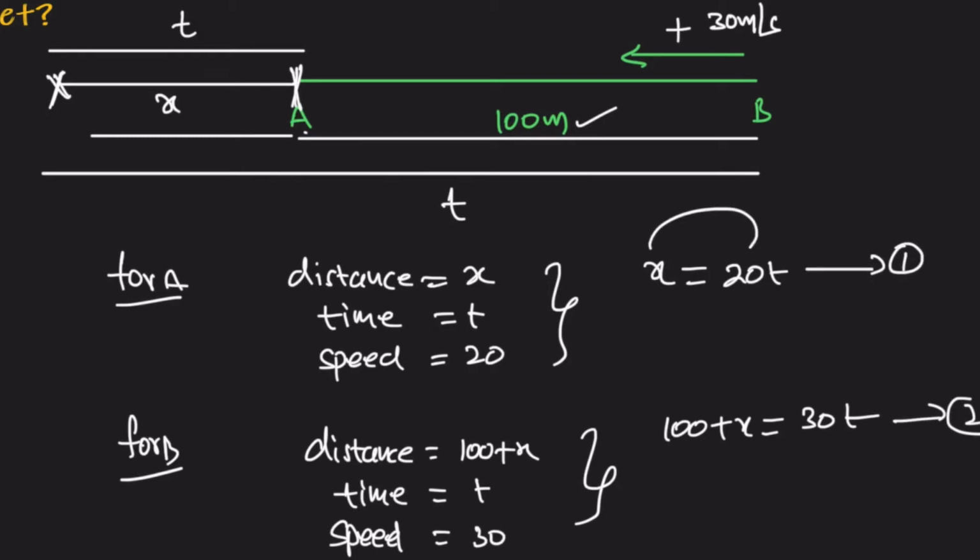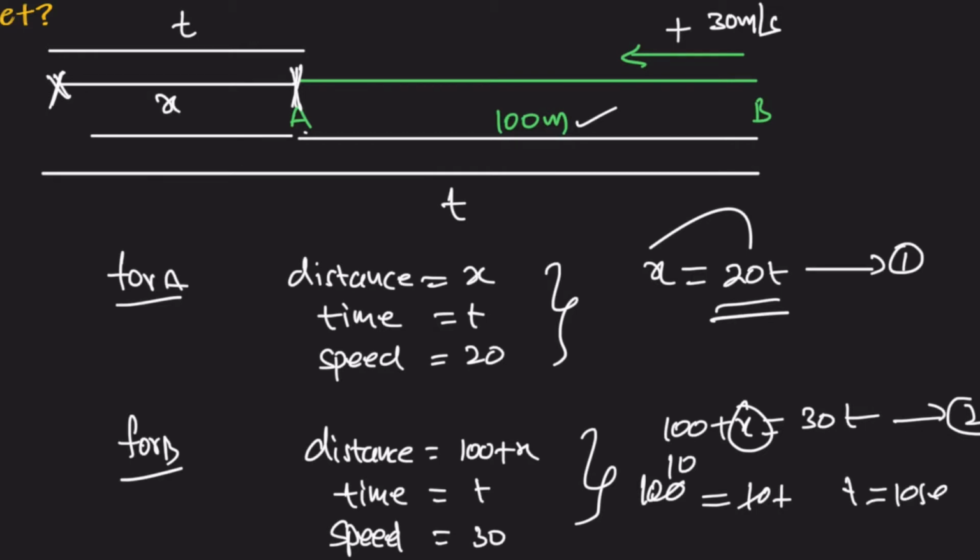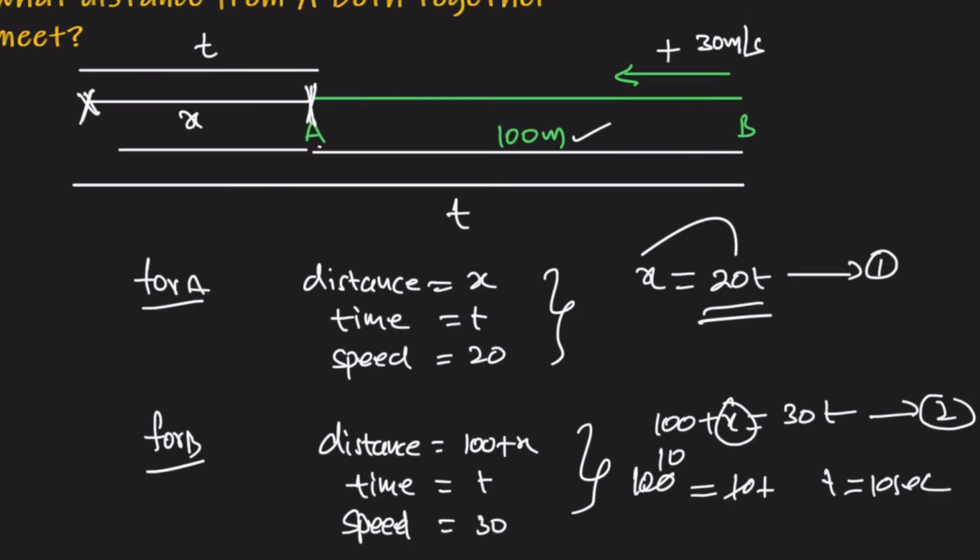So what is the x? x is equal to 20t. So instead of x I write here 20t. So 100 plus 20t, that is equal to 30t. Bring 20t towards this side, then it becomes minus 20t. 30t minus 20t, that is 10t. So 100 is equal to 10t. So we take here cancellation, then t is equal to 10 seconds. So time is 10 seconds.